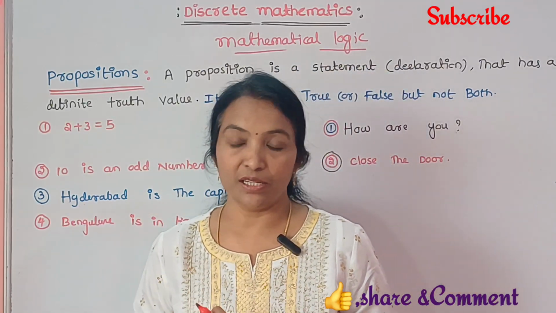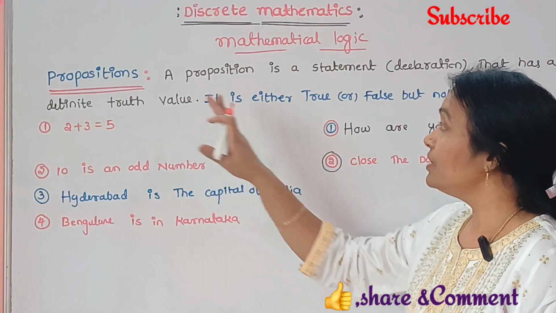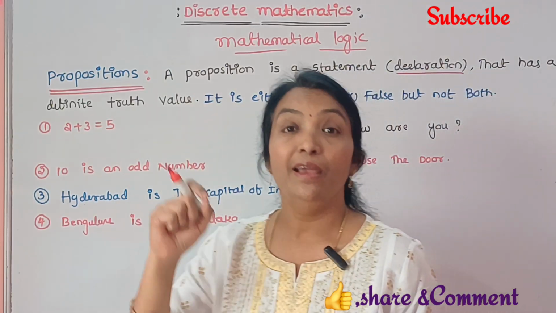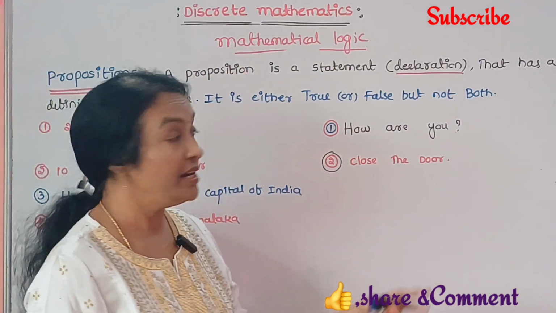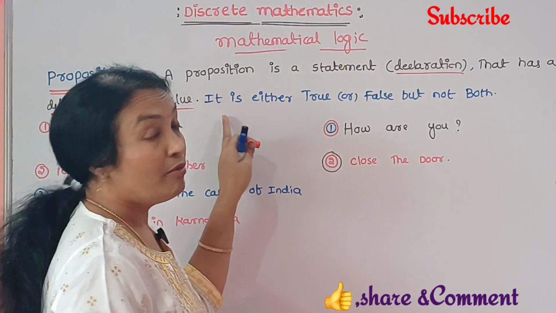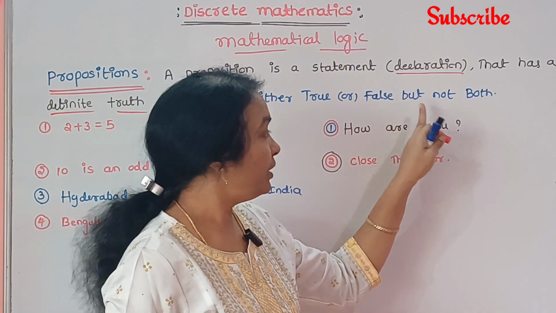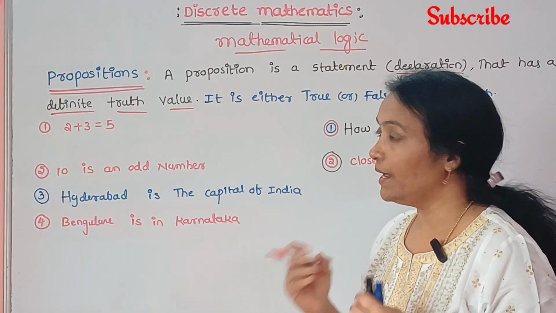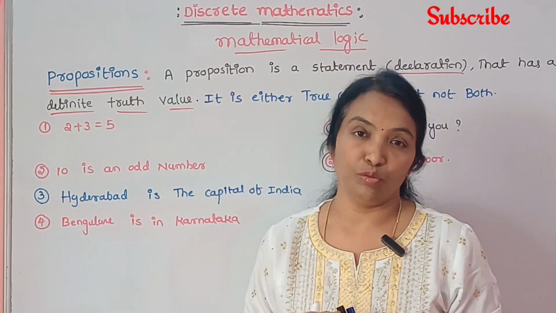This is not just an English statement. Of course, this is an English statement. The proposition means, the proposition is a statement. Which statement? This is a declarative statement, or you can call it a sentence, and that has a definite truth value. It is either true or false. Do you understand? Either true or false, but not both. For that, I'll give 2 or 3 examples. Just let me conclude whether it is true or false.